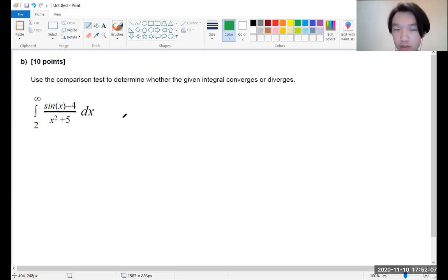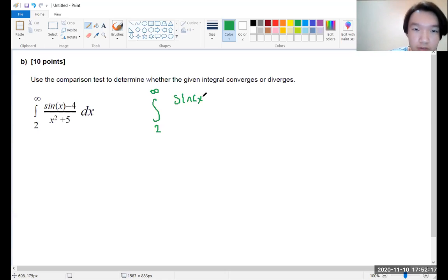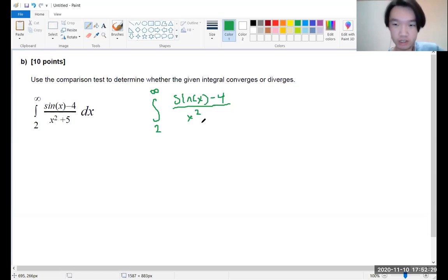Remove the 5 from the denominator. All right, let's do that. So we have the integral from sine of x minus 4 over x squared. Okay, so there's the 5 removed, but then the question is, what inequality should we put? Less than. Let's see. Let's think about that, see if that's right.